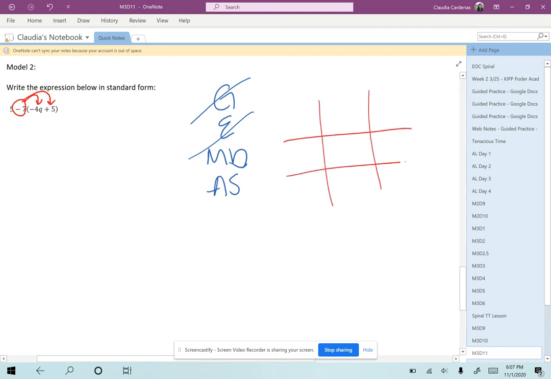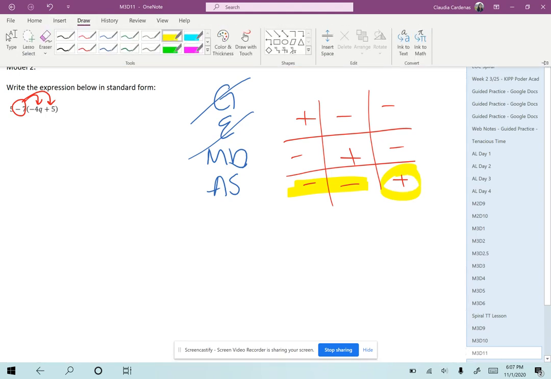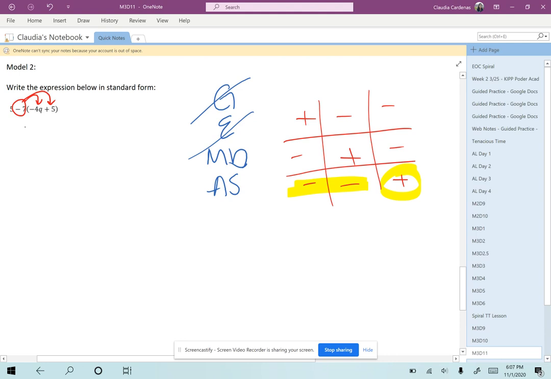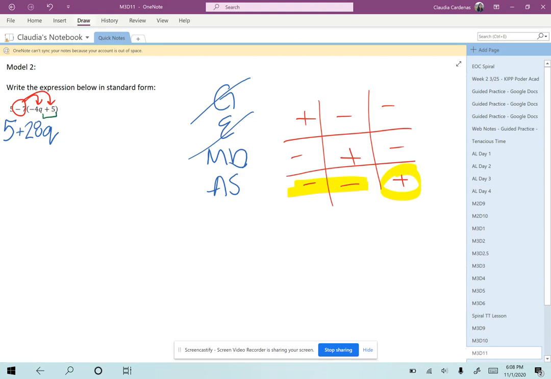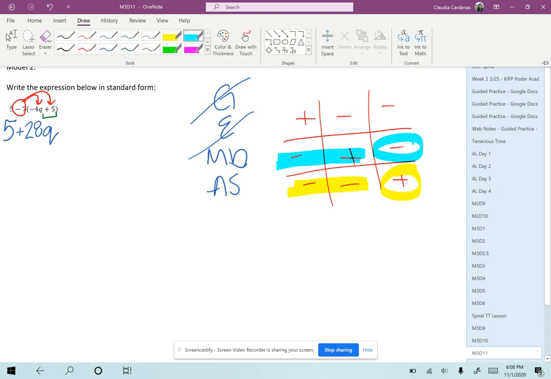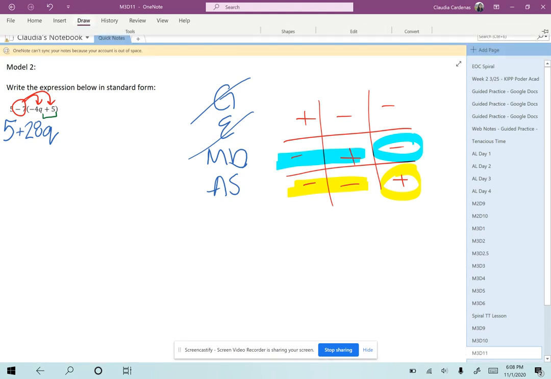So let's also draw our tic-tac-toe chart out so we can make sure our signs are correct. A negative 7 times a negative 4 will give us a positive answer. So what is negative 7 times negative 4q? Well, that would be a positive 28q, so I'm going to write it as a plus. We don't know what q is, so we're going to leave that there. The 5 has not been dealt with, so let's go ahead and bring that down before we forget. Now we're left with the negative 7 times a positive 5. A negative times a positive, looking at my tic-tac-toe chart, gives me a negative answer. And so that will be a negative 35.